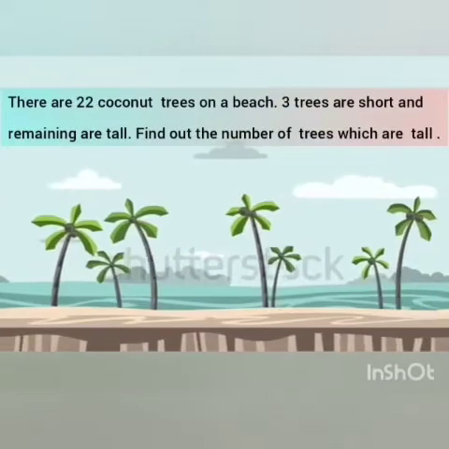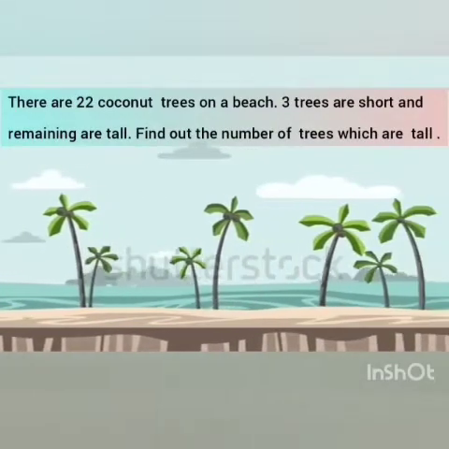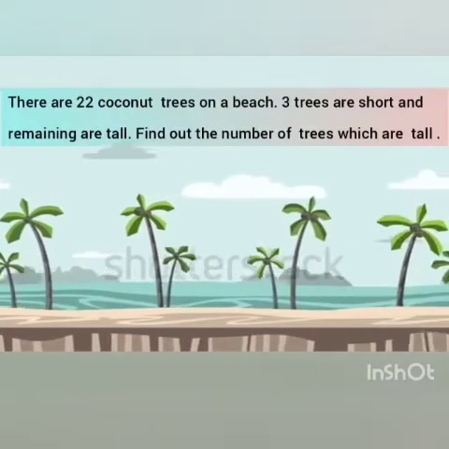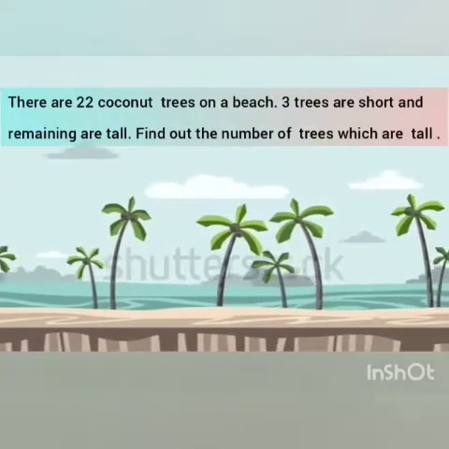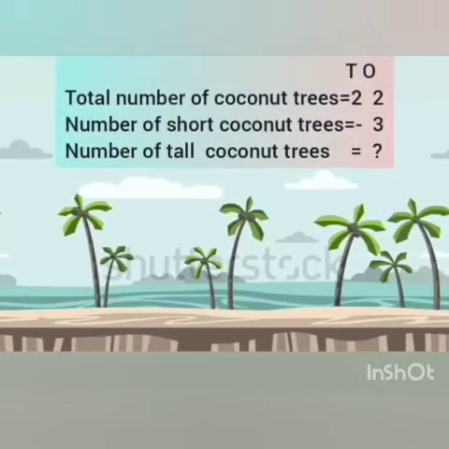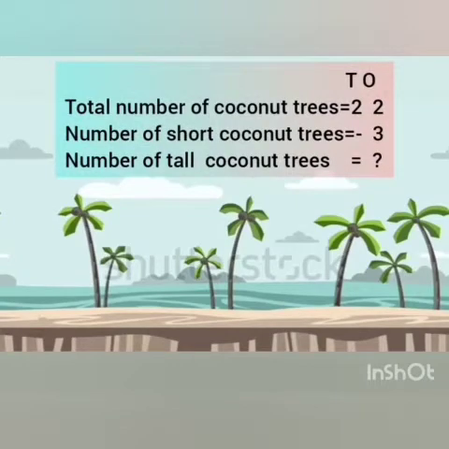There are 22 coconut trees on a beach. 3 trees are short and remaining are tall. Find out the number of trees which are tall. So kids, total number of coconut trees equals 22 and the number of short coconut trees equals 3. Now to find out the number of tall coconut trees, we will have to subtract 3 from 22.